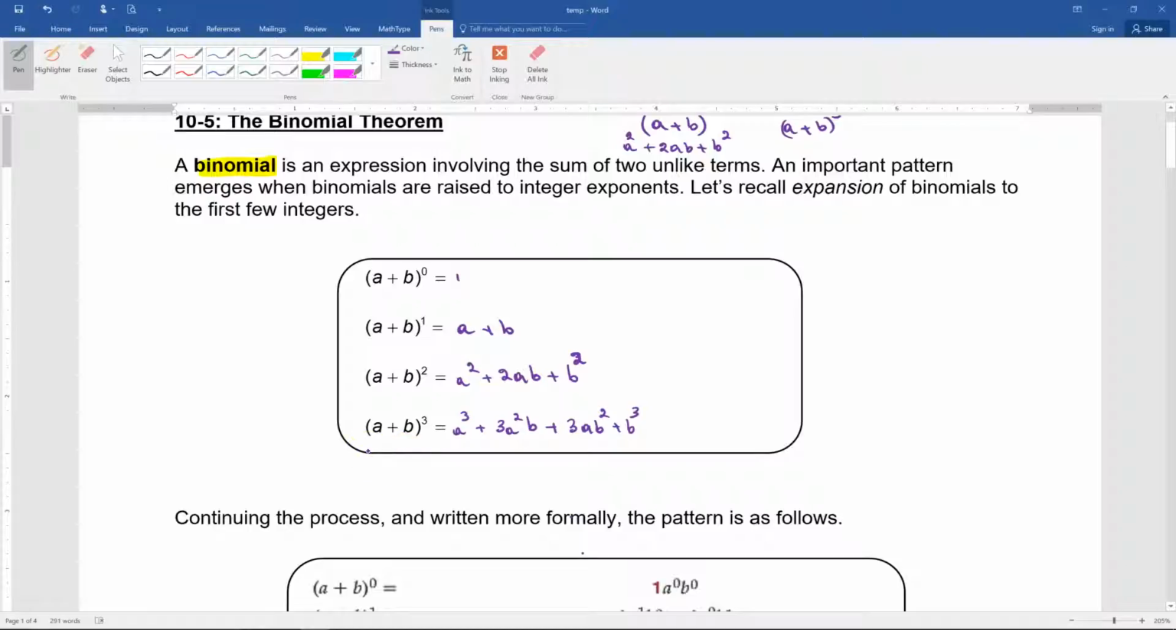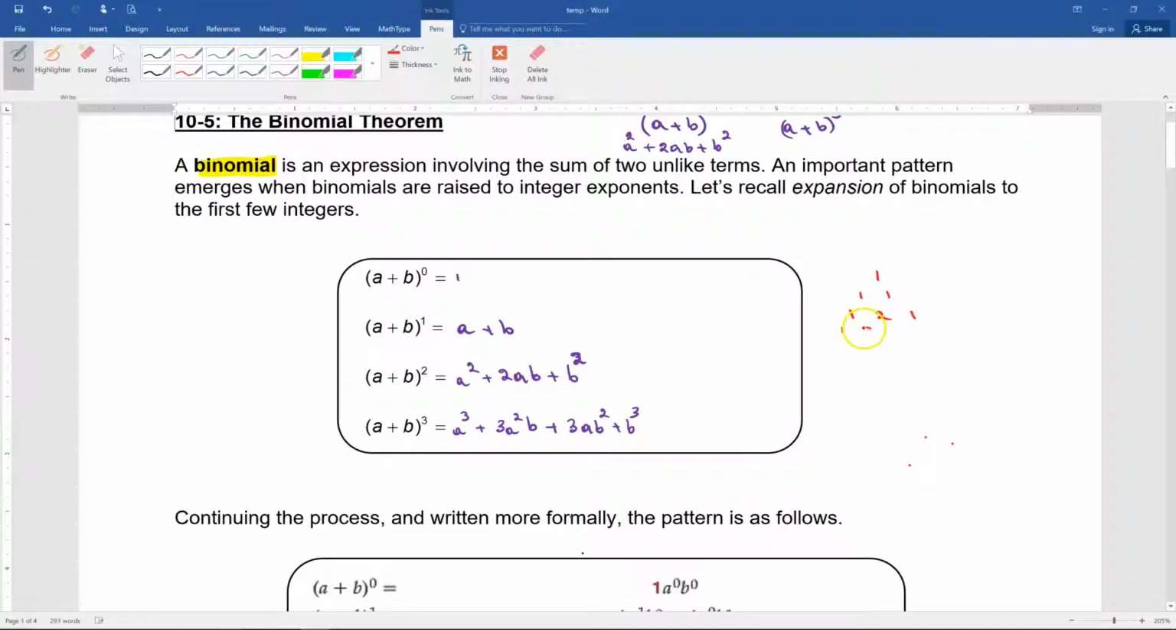What about the coefficients? What's the first coefficient always? 1. What's the last coefficient always? What happens in the middle? So let's just write down the coefficients. Here you just have a 1. That's all we have, just one number. What are the coefficients here? 1 and 1. What are the coefficients here? 1, 2, and 1.